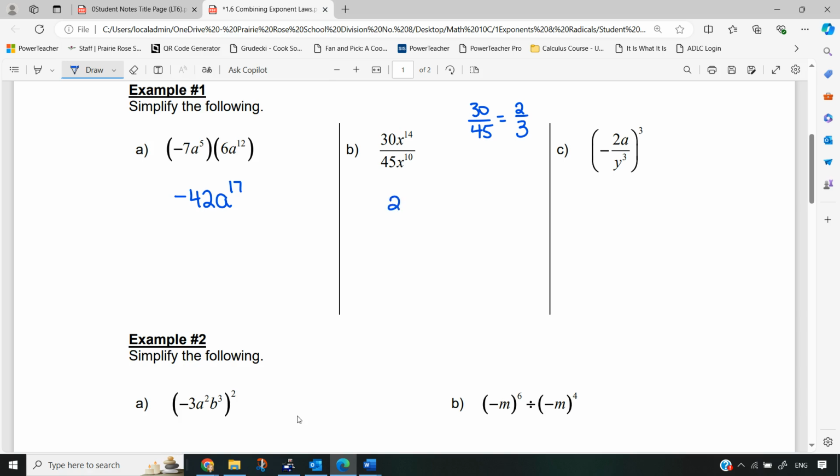So that gives us 2 over 3, and then we have x to the 14 over x to the 10. 14 minus 10 is 4. So we can write this as 2/3 times x to the fourth, or we can write it as 2x to the fourth divided by 3.